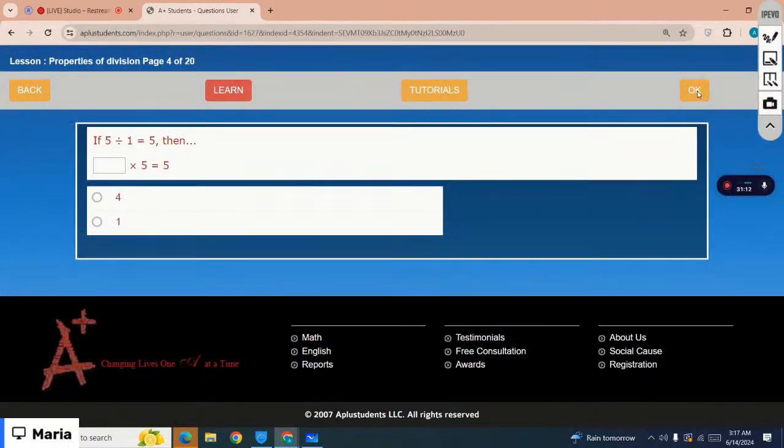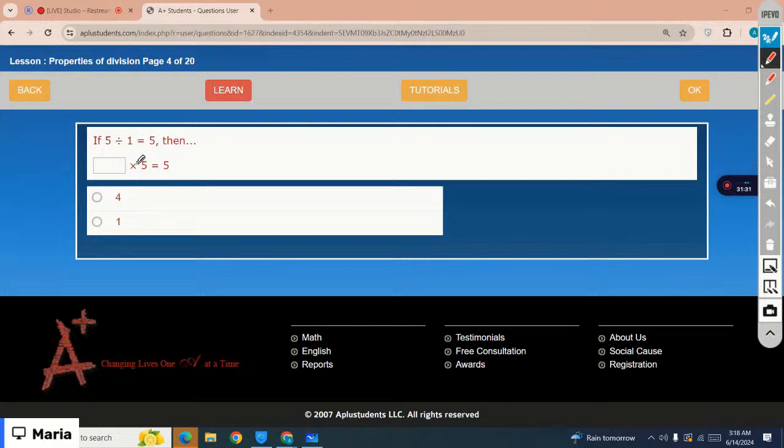If 5 divided by 1 equals 5, which number times 5 equals 5, which is the correct option? You don't have to multiply them. What number times 5 equals 5? Yes, that's 1 times 5, because multiplication and division are opposite, right? Here you have 5, here you have 5. That means 1 times 5 is 5, right? The correct option is option number 2. 1 is the correct option.